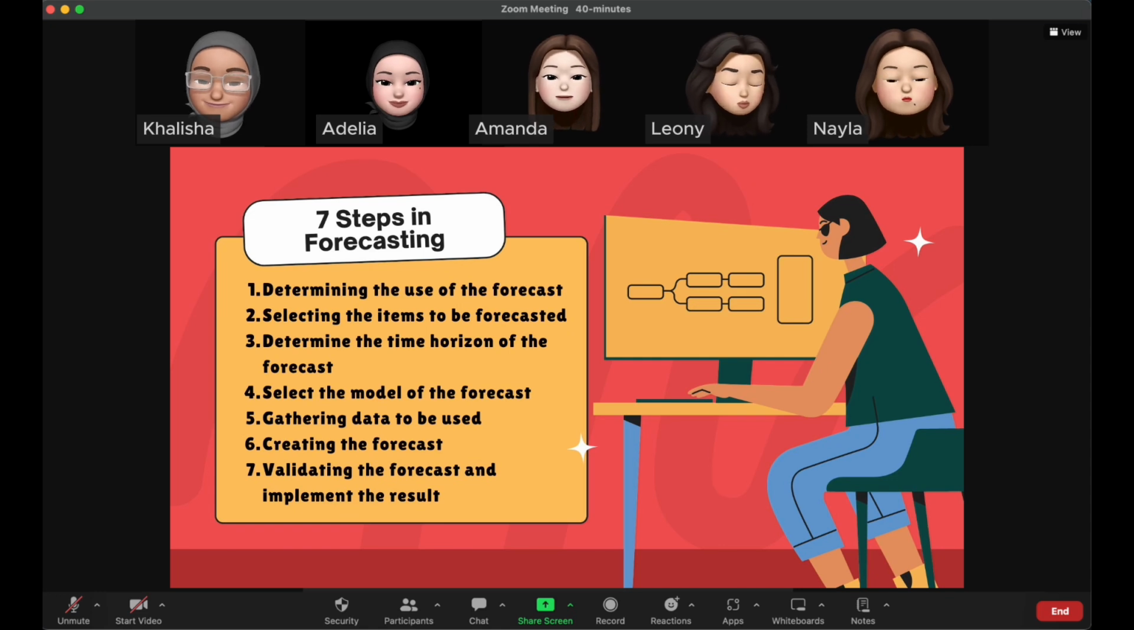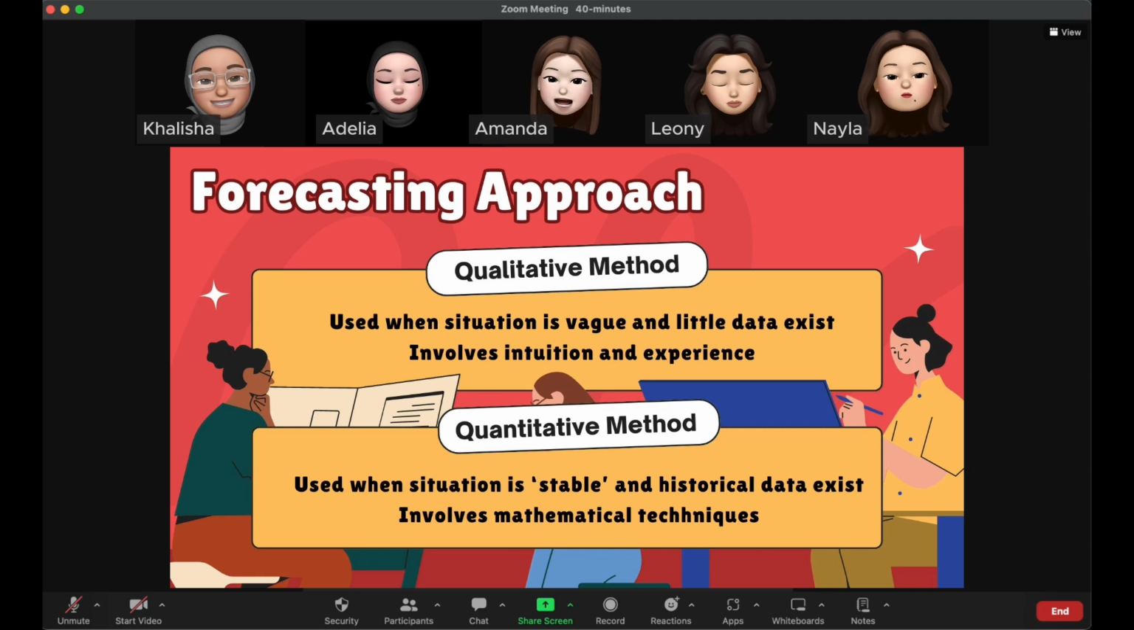Now, there are seven steps in forecasting. The first is determining the use of the forecast, then selecting the items to be forecasted, determining the time horizon of the forecast, selecting the model of the forecast, gathering data to be used, creating the forecast, and lastly, validating the forecast and implementing the result. Now, there are two approaches to forecasting, qualitative and quantitative methods.